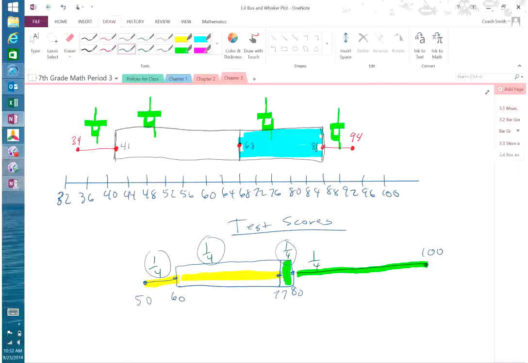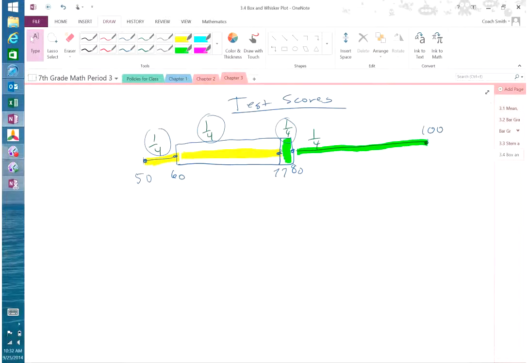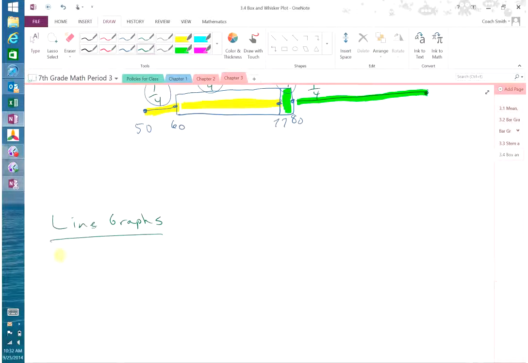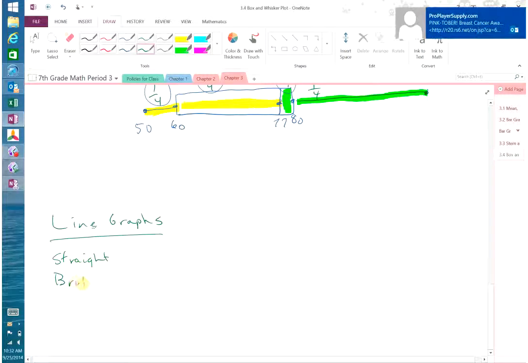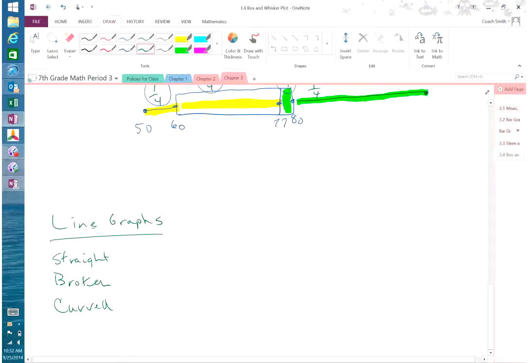Now, the other day we talked about a line curve. Briefly, I want to take just a second here. We talked about line graphs, and this is sort of on the grade thing we're talking about. With a line graph, there are straight line graphs, broken line graphs, and curved line graphs. A straight one obviously looks like this, like that right there.